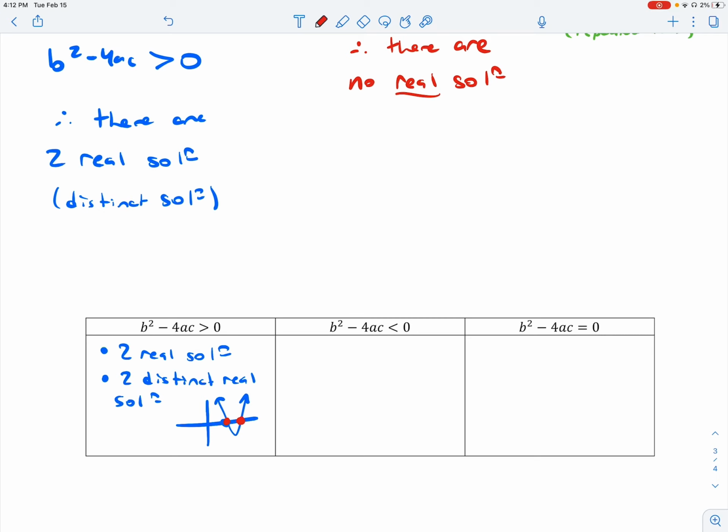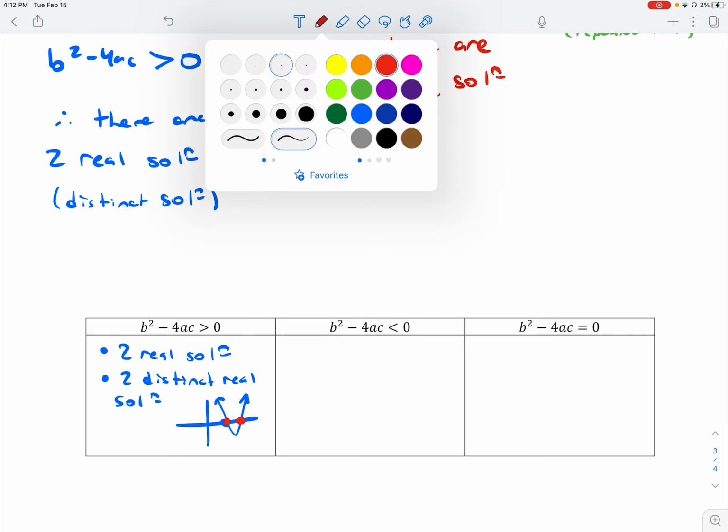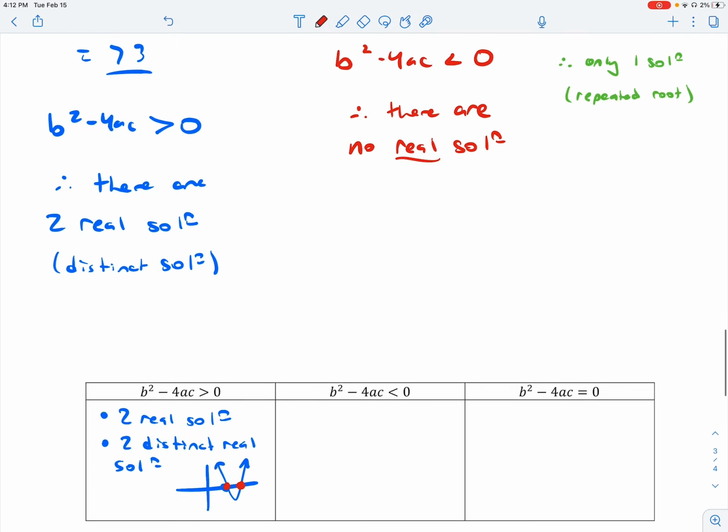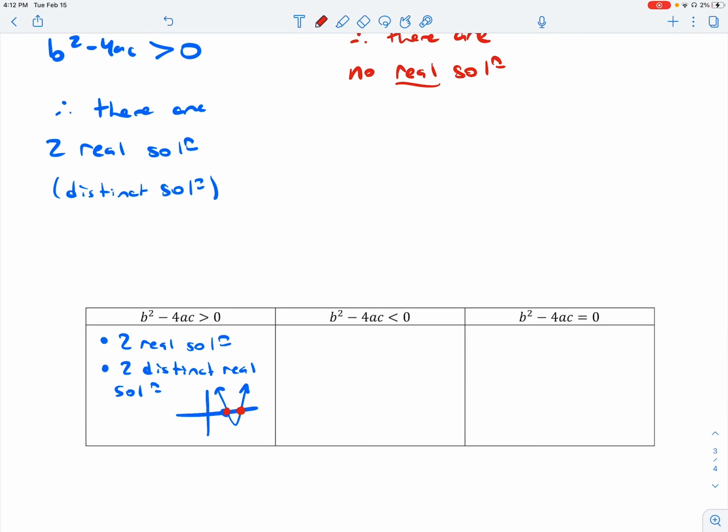Okay. Now, this would be the red case. So when the b squared minus 4ac, the discriminant, is less than 0. Okay, we're looking at that one now. That means there are no real solutions. Okay, and graphically what this means is that the parabola does not intersect the x-axis. Okay, there are no intercepts.